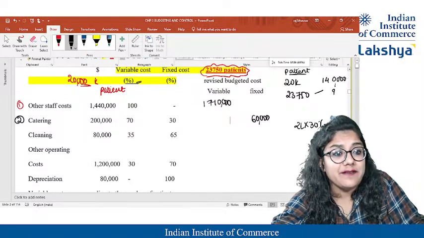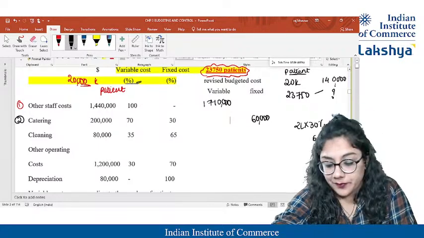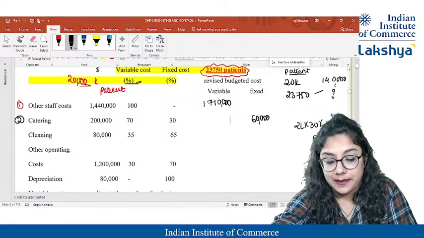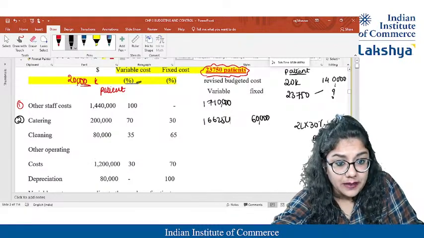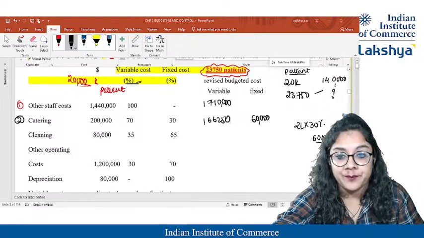So for 23,750, how much? Do it and give me the answer. So 140 into 23,750 divided by 20K. Is it coming nearly around 166,250? Yes. So we have to calculate that way.